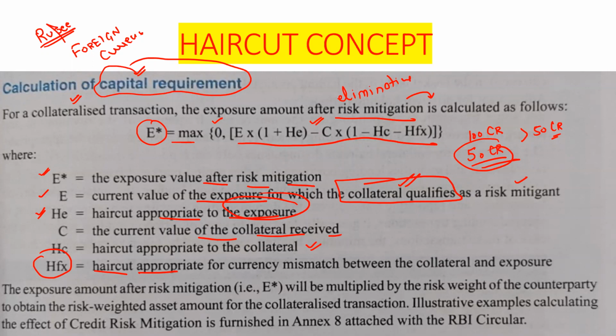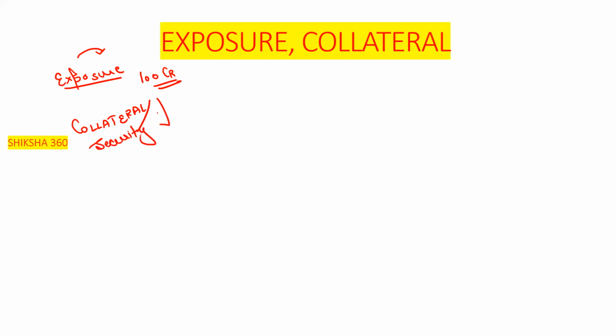Now we have to discuss all these terms one by one. Let's start with the meaning of all these terms. We have already discussed exposure. Exposure is how much loan we are giving, like 100 crore. Collateral is the security. So how much is the collateral against that exposure?